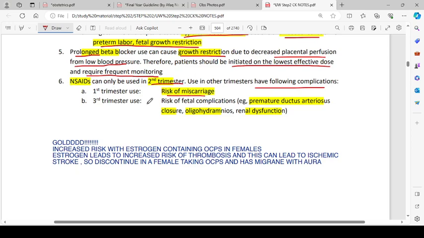In third trimester, fetal complications because of premature ductus arteriosus closure. You should remember that the patency of ductus arteriosus is maintained by the PGE2, and if you give NSAIDs, which is kind of an antagonist which inhibits the synthesis of PGE2, so that will cause a premature closure of the ductus arteriosus, which can be fatal for the child. Then oligohydramnios and renal dysfunction.